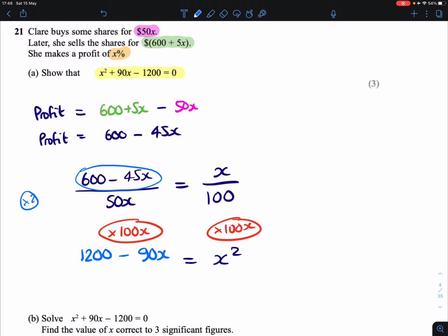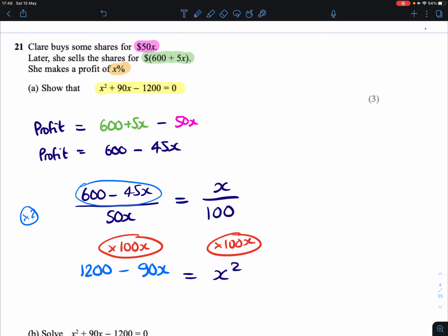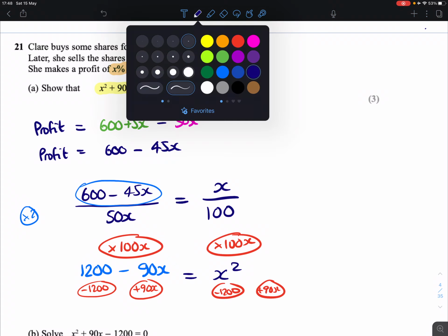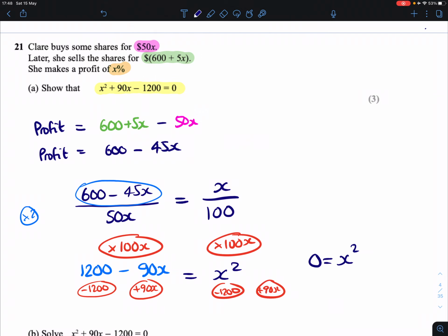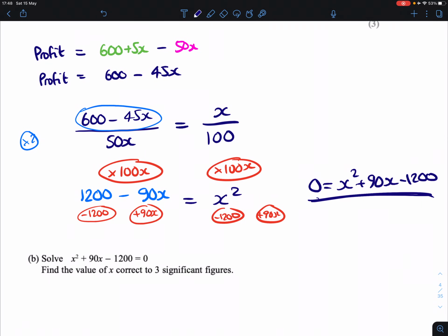Then, in order to make it look like what's in yellow, we've got to get everything on the same side, but that x squared is positive. So if we get everything on the right hand side, we're going to finish it quicker. Take away 1200 from both sides, add 90x to both sides in order to make them cancel. Do the same over here, of course, and that will then give us exactly what we want. There'll be a 0 on the left, x squared plus 90x minus 1200. You can then technically write that the other way around, but we don't have to. That is us done.